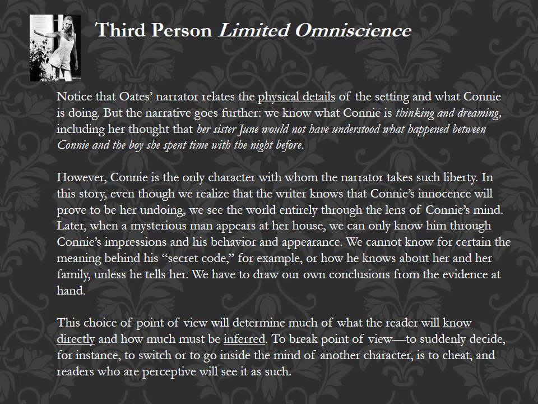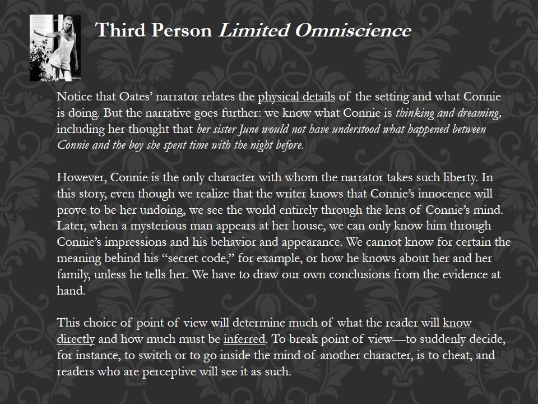Notice that Oates' narrator relates the physical details of the setting, tells us what Connie is doing. But the narrator goes much further. We not only know what Connie is doing, we know what she is thinking and dreaming, including her thought that her sister June would not have understood what happened between Connie and the boy she spent time with the night before. However, Connie is the only character with whom the narrator takes such liberty. In this story, even though we realize that the writer knows that Connie's innocence will prove to be her undoing, we see the world entirely through the lens of Connie's mind.